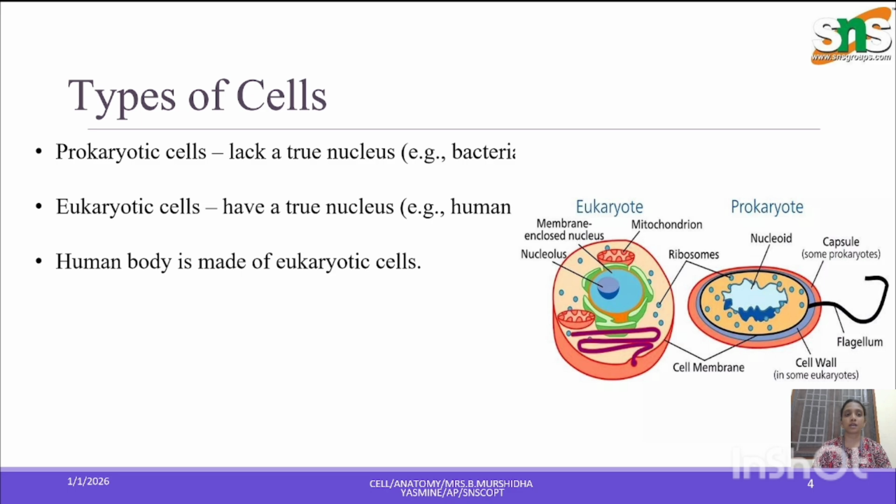Prokaryotic cells and eukaryotic cells are the two types of cells of living organisms. Prokaryotic cells do not have a true nucleus, for example bacteria. Eukaryotic cells have a true nucleus, for example human cells. The human body is made up of eukaryotic cells. In human anatomy, the cells are completely eukaryotic. In this picture, you can see eukaryotic cells and prokaryotic cells. Prokaryotic cells do not have a nucleus, but eukaryotic cells have a nucleus. That is the difference between prokaryotic and eukaryotic cells.